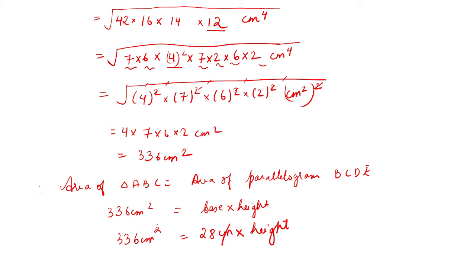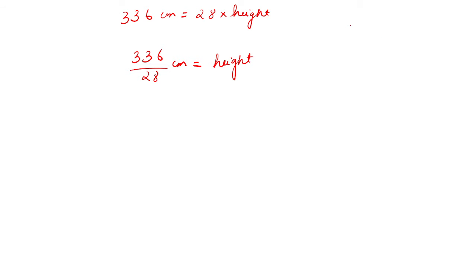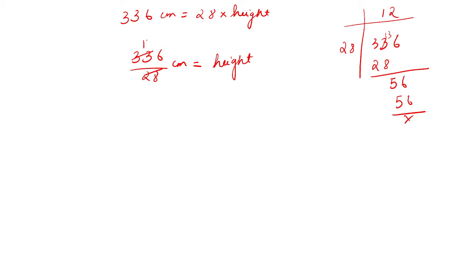So you can cancel 1 centimeter from here and 1 centimeter from here. So you write this as 336 centimeter equal to 28 into height. Okay, so you bring this to the left hand side, so this will become 28 centimeter. So this becomes the height. Okay, so you divide it. 28 into 336. 28 ones are 28. So what are you left with? You're left with 56. 28 times 2 is 56. So you cancel this. 28 12 times is 336. So 12 centimeter equals height.